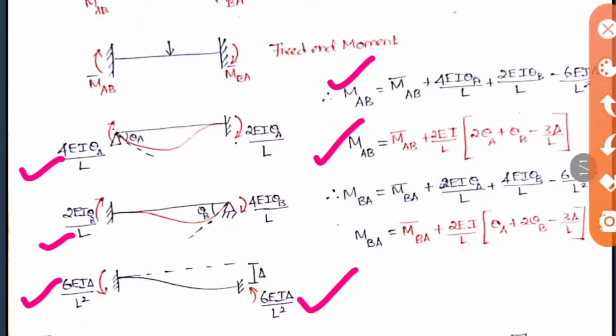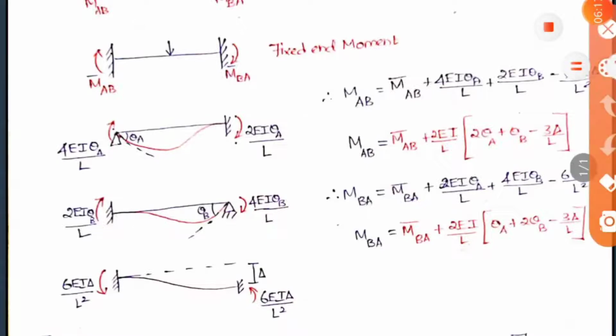So this is very, very important. This simple formula itself will be asked in the competitive exams. Okay, just which is the correct formula for the slope deflection, like that itself they have asked already. So this formula is very, very important. Okay, in the case of MBA, you have to sum up all the things on the right side. So it is M dash BA plus 2 EI by L into theta A plus 2 theta B minus 3 del by L. So just remember these two formulas. Both formulas are very, very important, MAB and MBA.